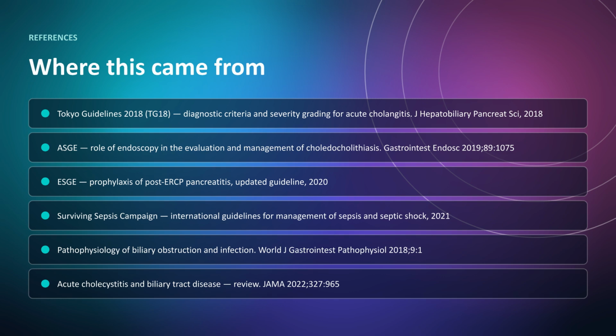These are the sources behind what we covered: the Tokyo guidelines of 2018 for the diagnostic criteria and the severity grading. The American Society for Gastrointestinal Endoscopy guidance on endoscopy in suspected duct stones. The European Society of Gastrointestinal Endoscopy guidance on preventing post-procedure pancreatitis. The Surviving Sepsis campaign for the resuscitation targets, and the review literature on the pathophysiology of biliary obstruction and infection.